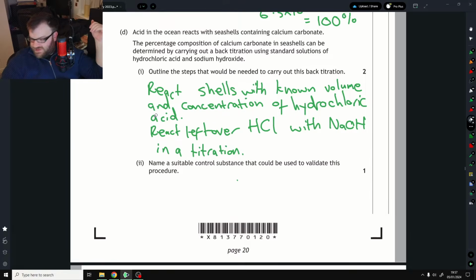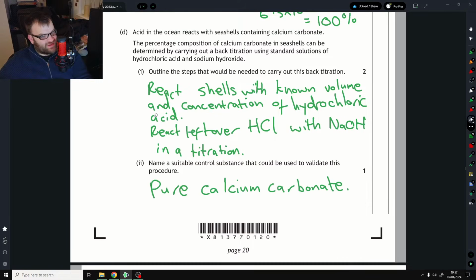When we're dealing with a control for something like seashells which contain calcium carbonate, just use pure calcium carbonate. You carry out your experiment, you should get a value of 100%, because that is how much calcium carbonate is in pure calcium carbonate, and it can be used to check how well your experiment's working, if it's getting the right sort of results you need.